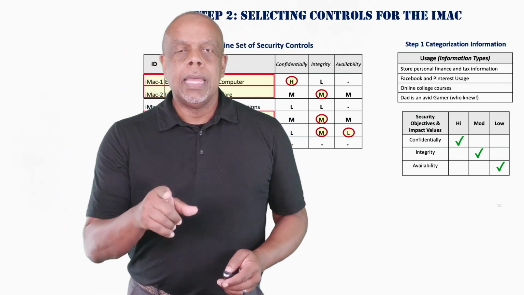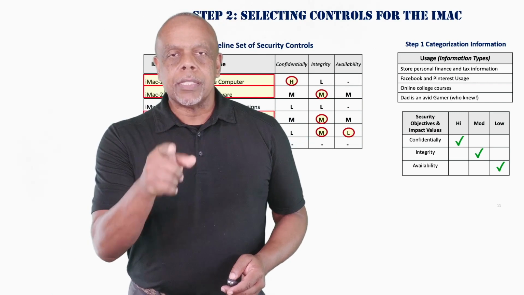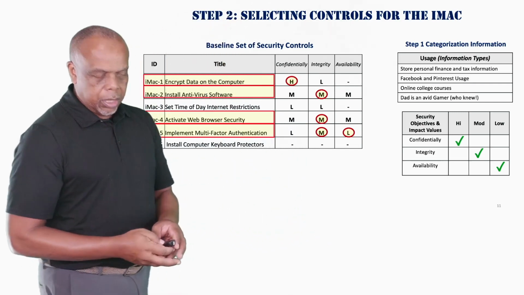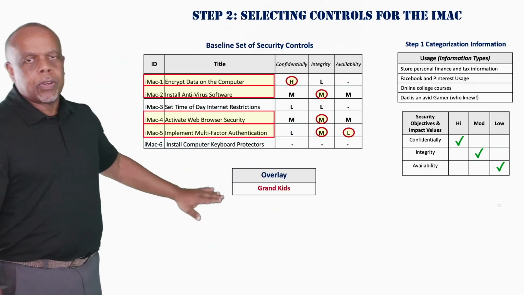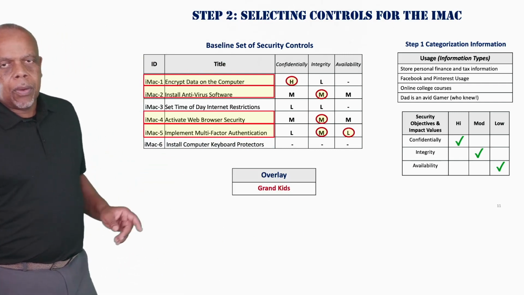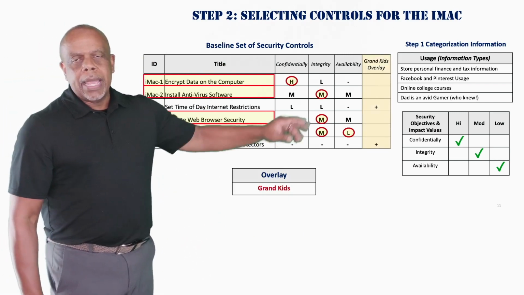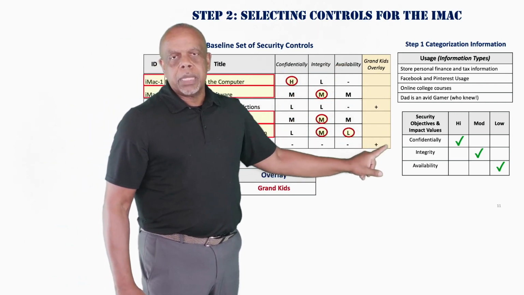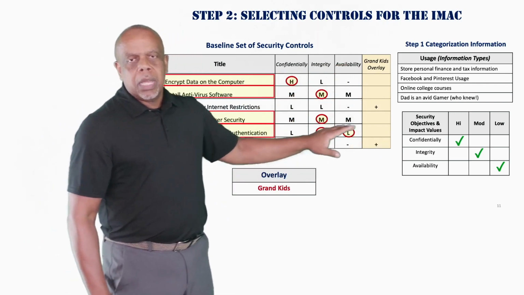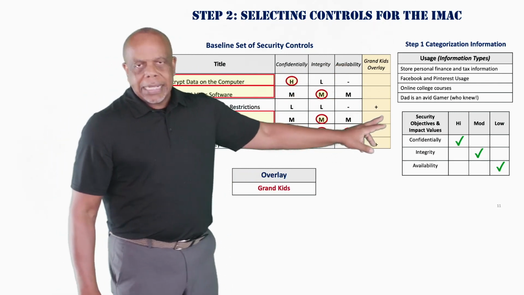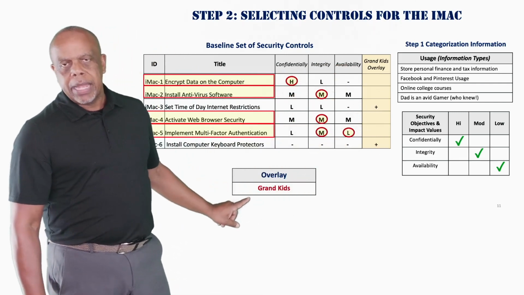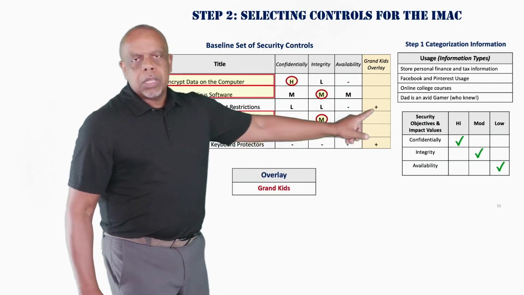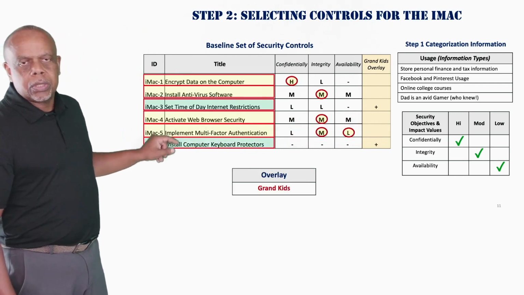No, I can't. Why? We've got to remember overlays. Yes, you remember that thing, the grandkids overlay. Now when I apply the grandkids overlay, where you see these little plus signs, that tells me whatever controls these call out, I need to implement as part of my grandkids overlay. So what do I see here? Now I see 2 other controls that I need to implement.